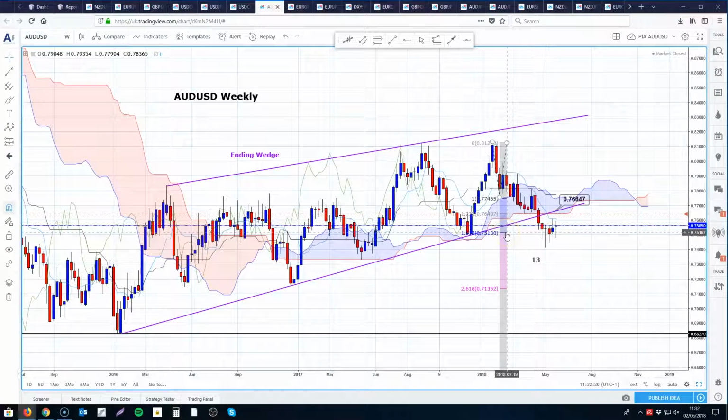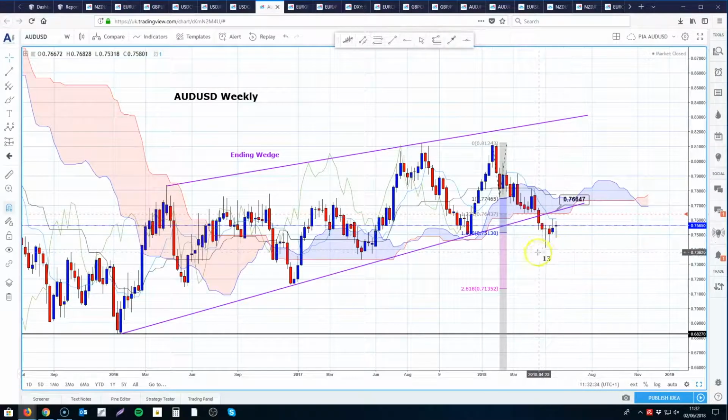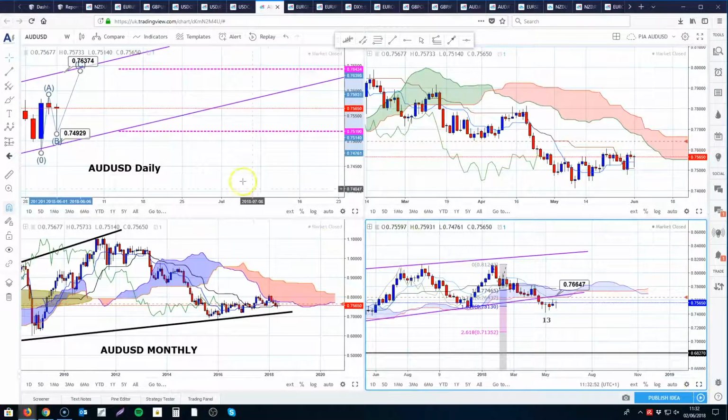161.8% extension level has stalled the sell-off. DeMark posted a 13 count, and we started to move to the upside. Now we've got Ichimoku cloud resistance coming in at 76.40. We've then got the reverse trendline resistance at 76.64. So that area is prime for a stall in bullish price action this week.